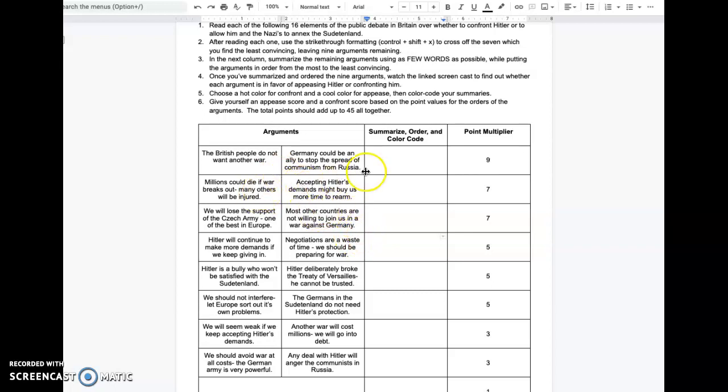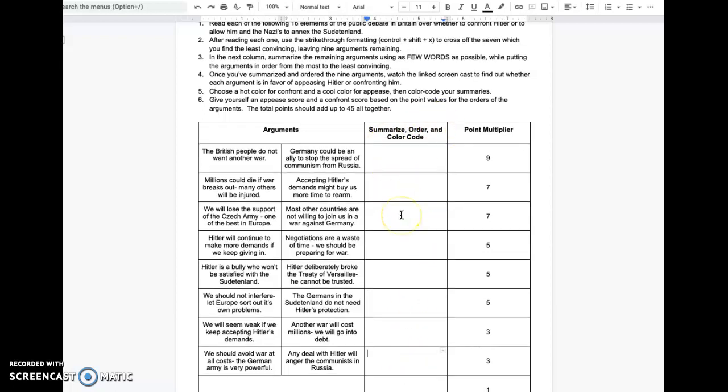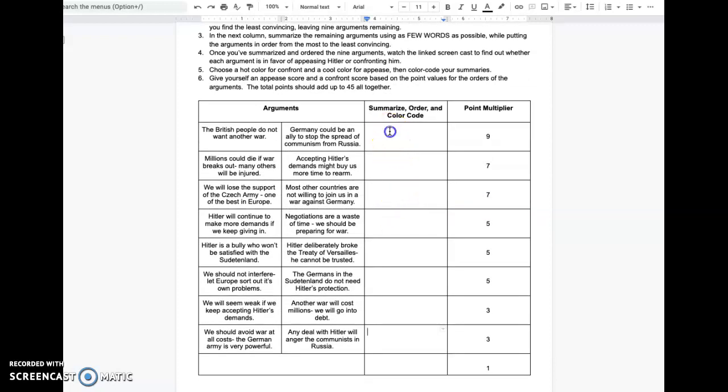Of the remaining 9 arguments, you know that you need to summarize them in as few words as possible and put them in descending order in the boxes in this column that says Summarize, Order, and Color Code. So you'll summarize them and you'll put the most convincing argument up here at the top, the second most convincing argument, the third most convincing argument, and so on, until you're at the 9th most convincing argument.